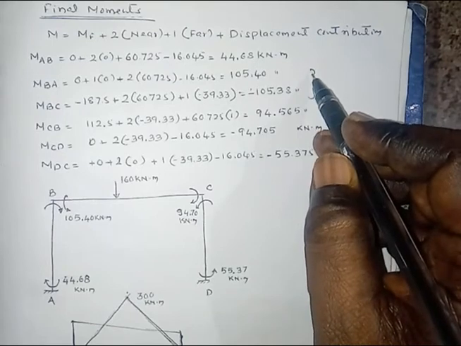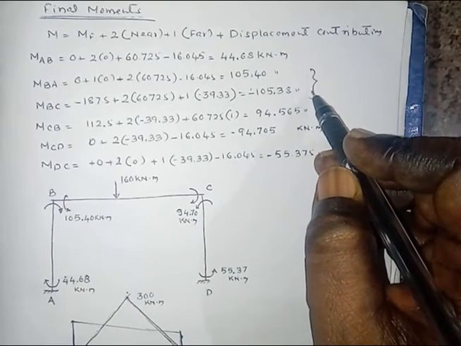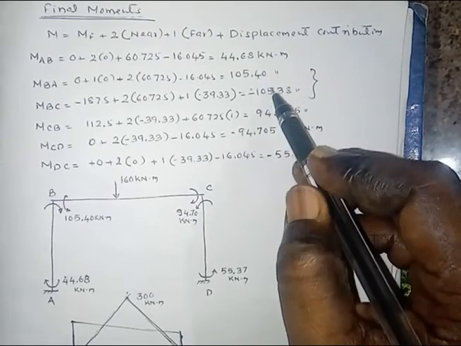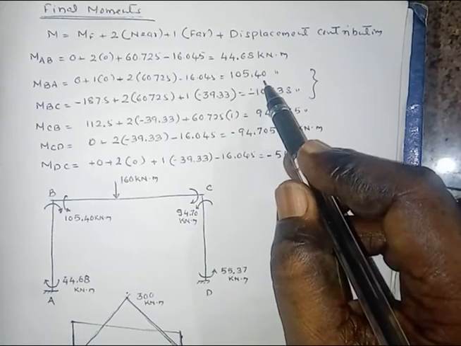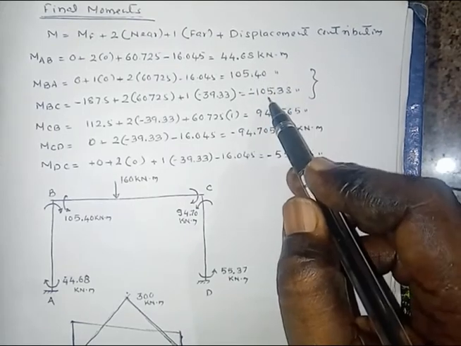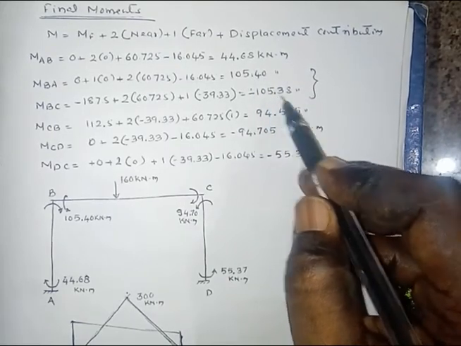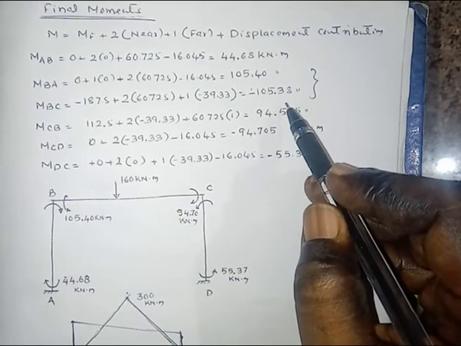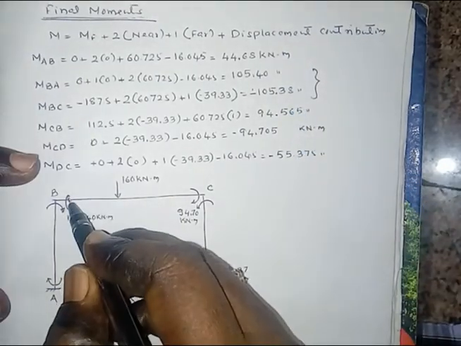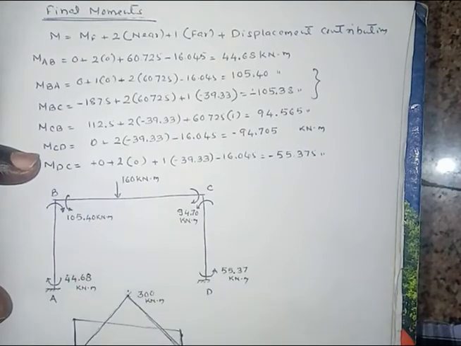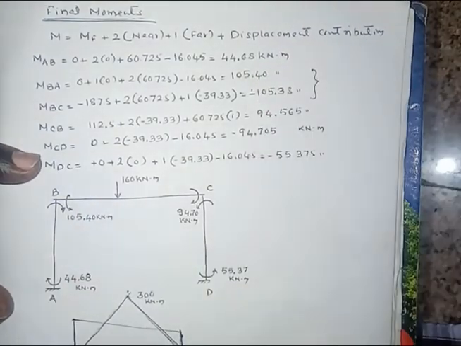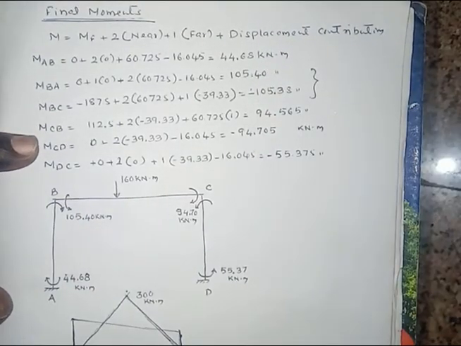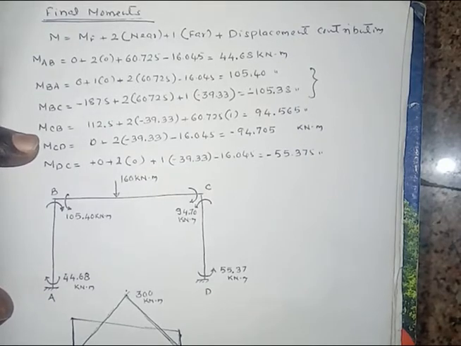By observing MBA and MBC, the final moments are 105.40, which is clockwise, and this one is anti-clockwise. There is a small difference of 0.02 in terms of fraction. The sum of these two must be equal to 0 when the equilibrium condition is reached, by equilibrium of the joint.